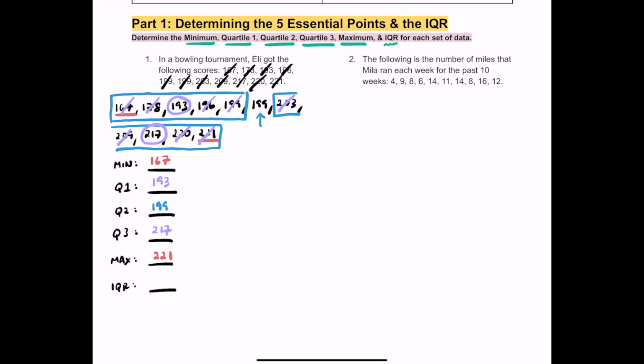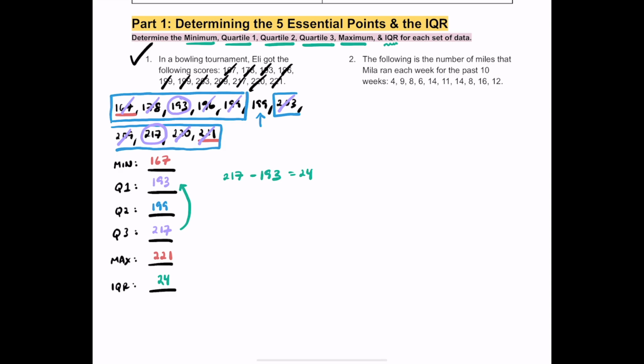Okay. And the final thing we're going to do here is find the IQR. So the IQR, if you forget, is going to be Q3 minus Q1, so it's going to be 217 minus 193. I believe that's going to equal 24. So that's the range of the middle 50% of the scores. Okay, that's all you had to do for number 1.